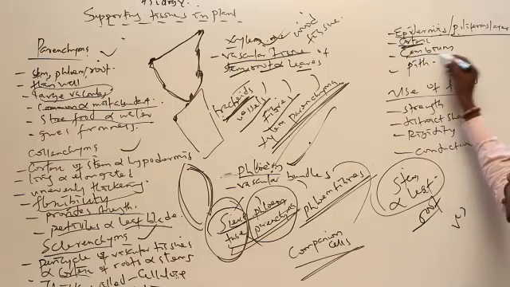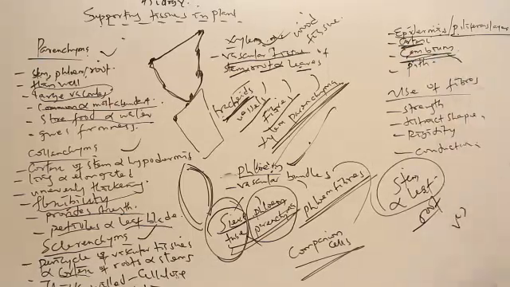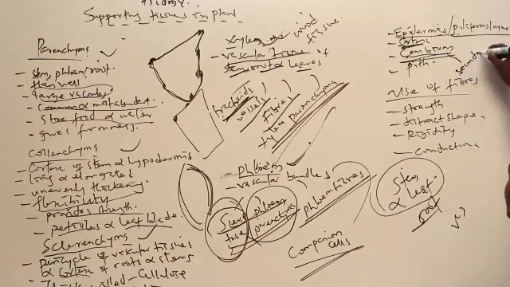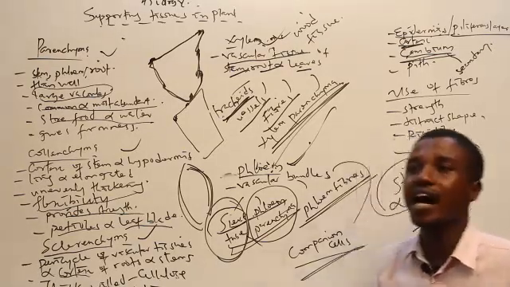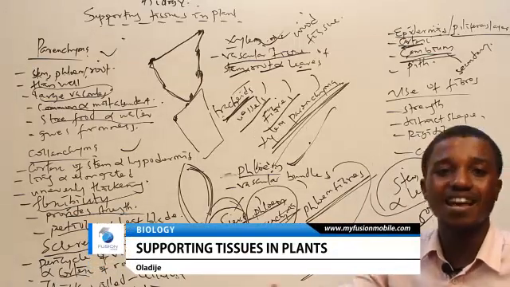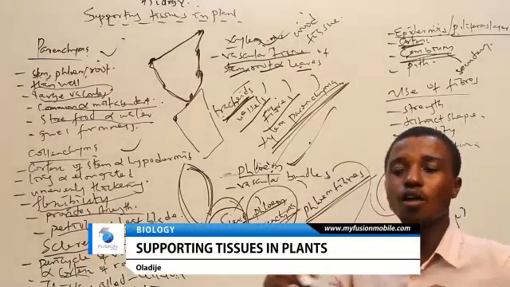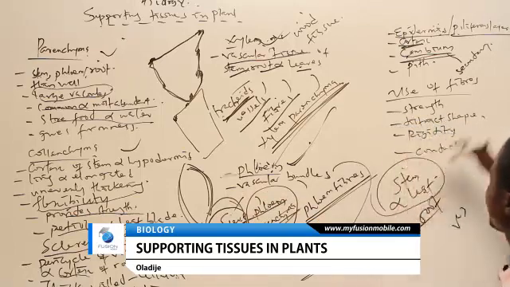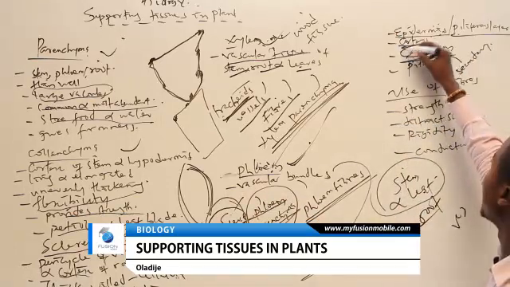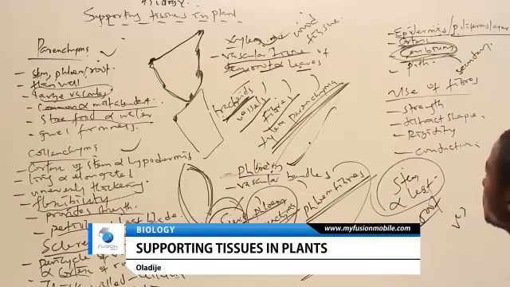We have the cambium. What is the function of the cambium? The cambium is responsible for secondary growth. What's the meaning of secondary growth? Secondary growth simply means secondary thickening. It means addition of extra mass to the wood, when the mass of a wood is increased in size. Are you with me? And what's responsible for that? It is the cambium.